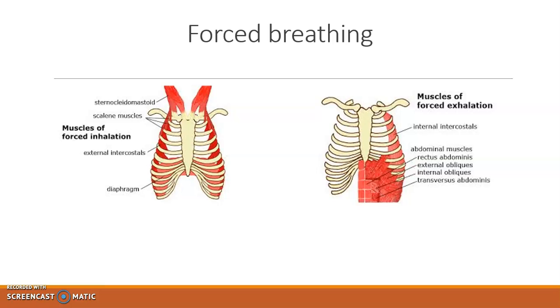Similarly, during expiration when exercising, the diaphragm and external intercostal muscles still contract, but also the internal intercostal muscles and the abdominal muscles contract, which pull the ribs further inwards and downwards, therefore decreasing the volume more than when at rest, so the pressure increases a lot more than atmospheric pressure. So more air is pushed out of the lungs during exercise than when at rest.